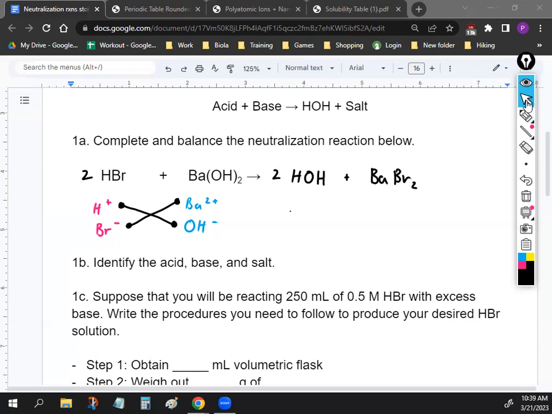Okay. So that's part A. Any questions on part A? Okay. Let's go to part B. Part B is really easy. Acid and base. I told you the base is probably the easiest one to identify. It's the chemical on the left with OH.